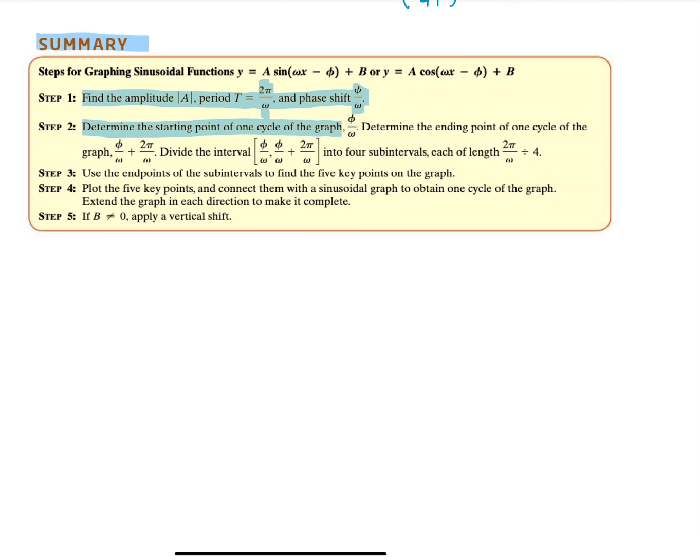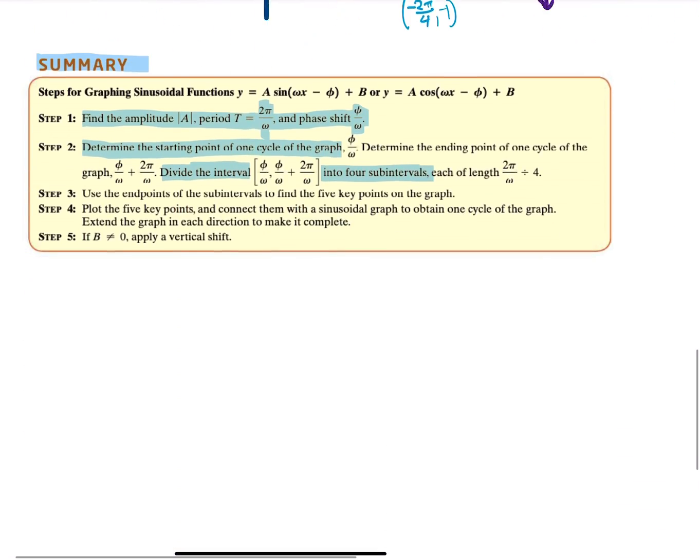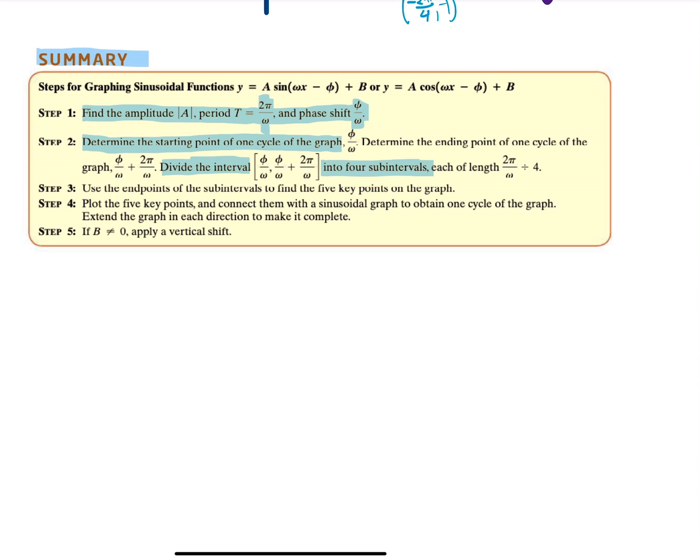After that, they divide the interval, so the interval between your starting and ending point, into 4 sub-intervals. So we did that same kind of idea, because we know that the cosine and the sine wave go in those 4 interval patterns. Then it says use the endpoints of the sub-intervals to find the 5 key points on the graph. That's those maximum, middle, and minimum points. So the order will depend on if it's the sine or cosine wave. And then to plot the points.